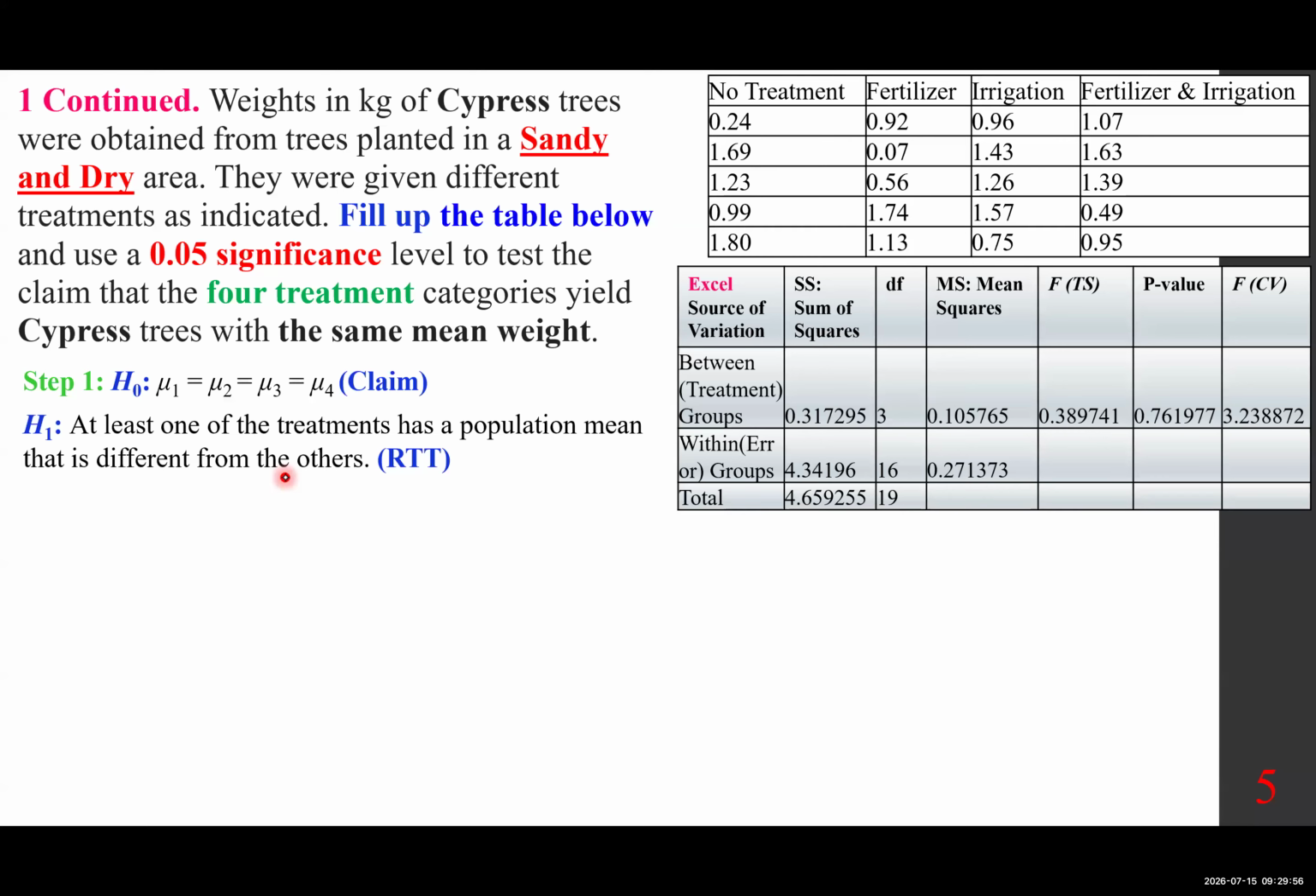So we need a test statistic, and that is the F distribution value. FTS stands for test statistic. It's 0.389741. And we saw in the previous page how we calculated that. Needless to say, this has more decimals. Critical value, FCV.